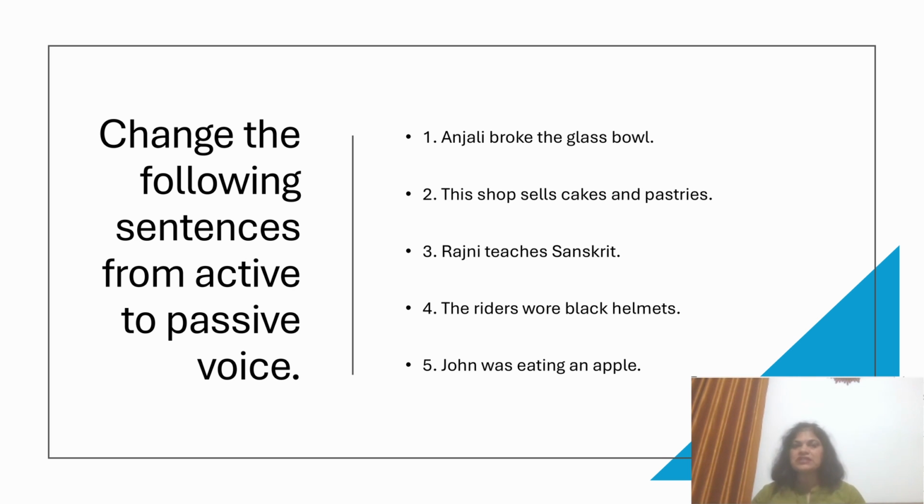Now the fourth sentence, the riders wore black helmets. Here black helmets is the object, so the object will become the subject. The tense of the sentence is past tense. So black helmets were worn by the riders. This will be in passive voice. Now, John was eating an apple. When you change the sentence, you will say that an apple was being eaten by John. This will be in passive voice.